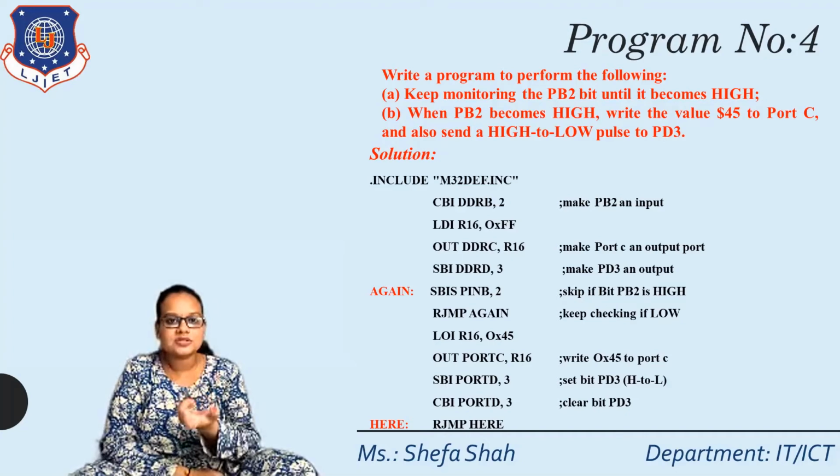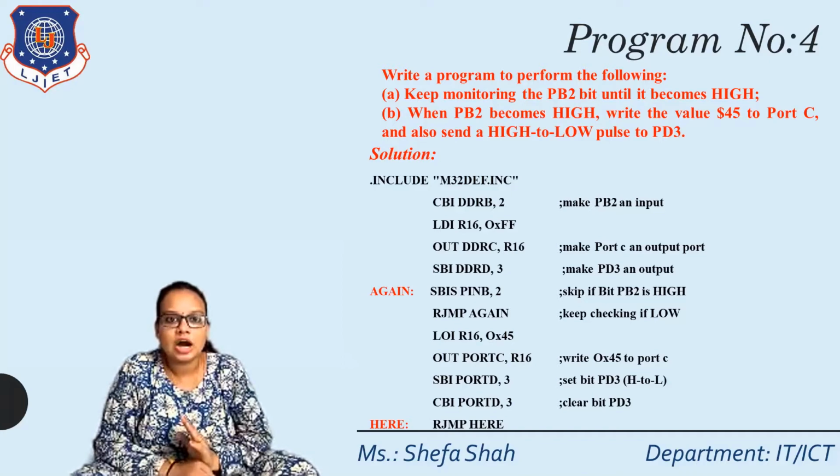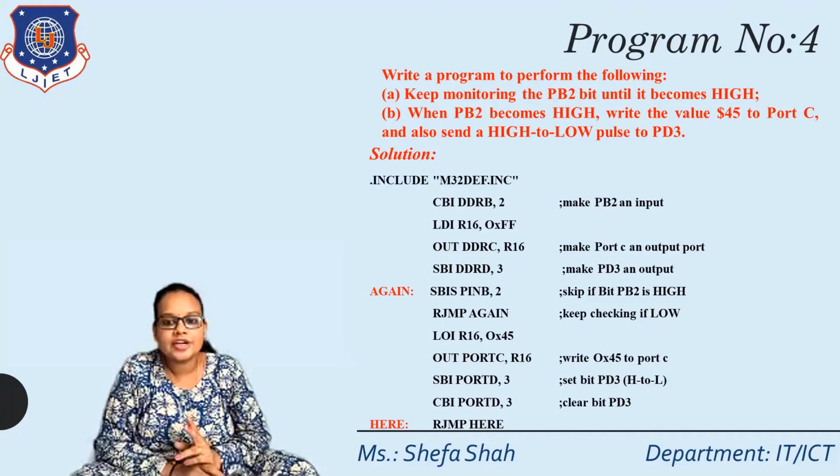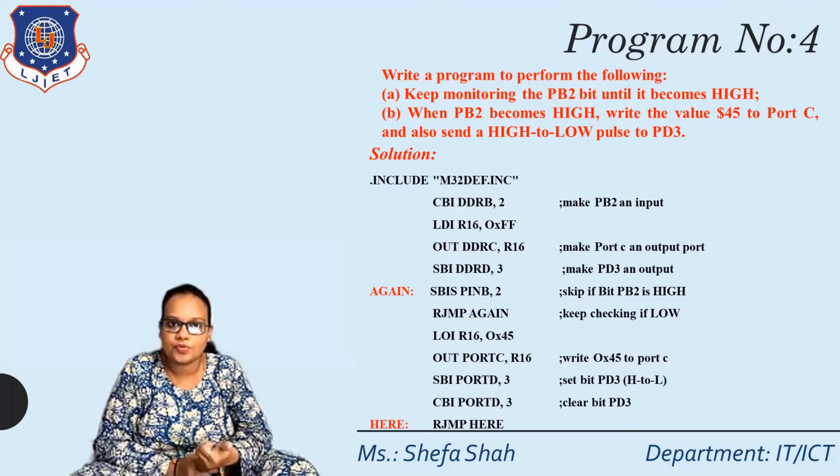Then the whole port C has to send 45, that is 8-bit data. So port C will again be the output port. So we will use two instructions, that is LDI R16, 0xFF and OUT DDRC, R16. That means the whole port C, all 8 bits, will work as an output port. And last, PD3, that means port D third bit, also as an output port.